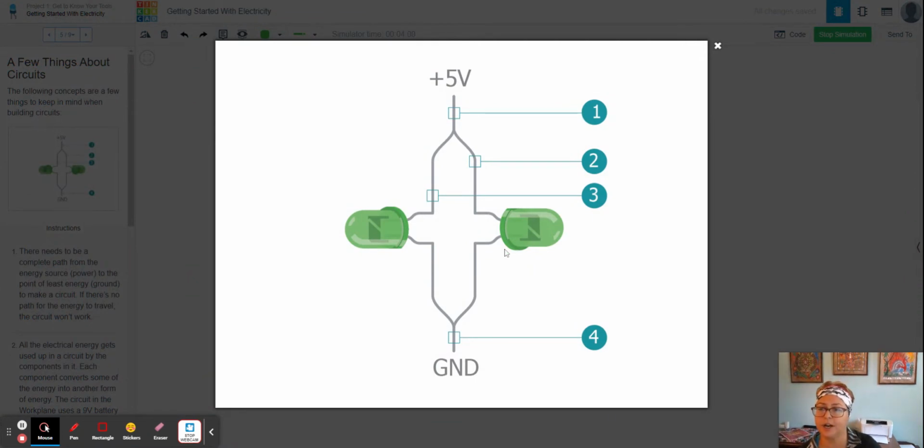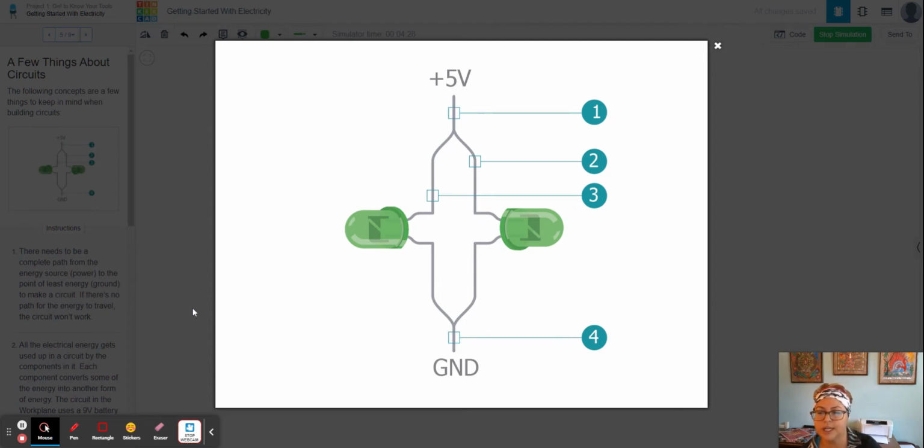The following right here basically is showing that you need to have a complete path from the energy source, the power, to the point of least energy, the ground, okay? So it needs to be a complete path to travel. That's something you want to keep in mind here, okay? And so it flows like this from here, here, here, and then down. It follows right in order, okay?